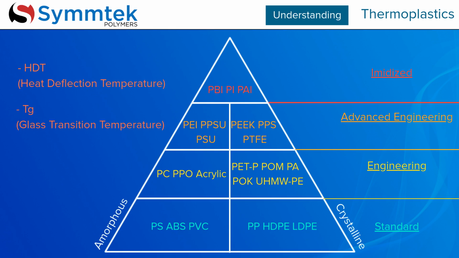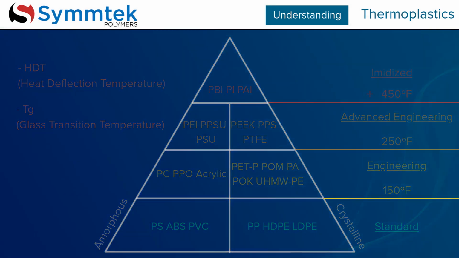But not all applications require a thermoplastic with the highest temperature. Applications that call for materials in environments that do not exceed 150 degrees Fahrenheit would consider standard thermoplastics suitable. Operations between 150 and 250 degrees Fahrenheit should consider an engineering thermoplastic. Applications that need to handle 250 degrees Fahrenheit but lower than 450 degrees Fahrenheit would find advanced engineering thermoplastics sufficient. And if performance demands working temperatures above 450 degrees Fahrenheit, imidized thermoplastics are recommended.